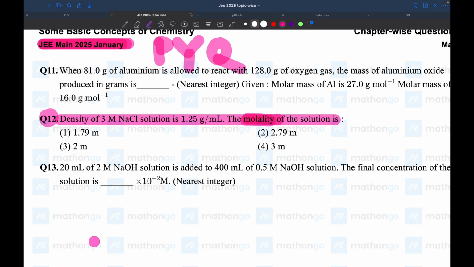Sir, I guess it's D option. Option D came, dear? Option 2, 2.79. Yeah, 2.79 is the answer. Is it correct? We'll check it.